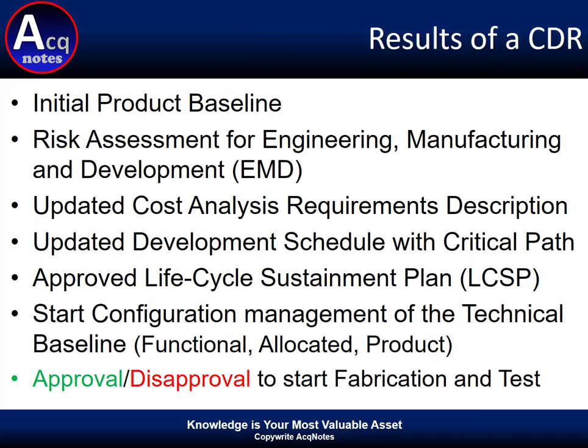After a successful CDR is conducted, it should provide the following: an initial product baseline, a risk assessment of the engineering, manufacturing, development phase, an updated cost analysis requirements description or CARD, an updated development schedule with critical path, an approved lifecycle sustainment plan, and the start of configuration management by the contractor of the technical baseline. These are all the main items a successful CDR should provide the program manager as it transitions into fabrication and test.